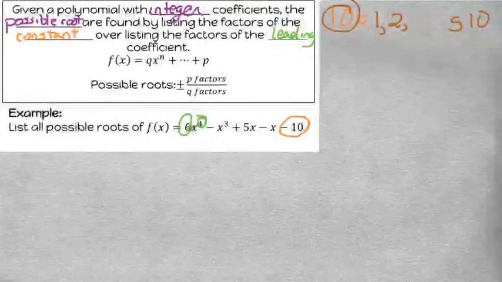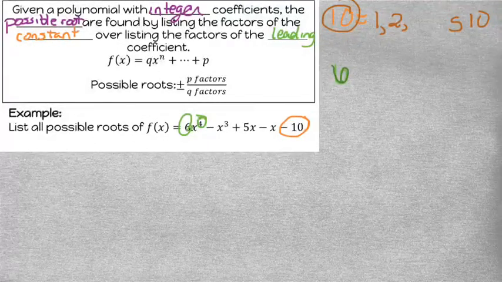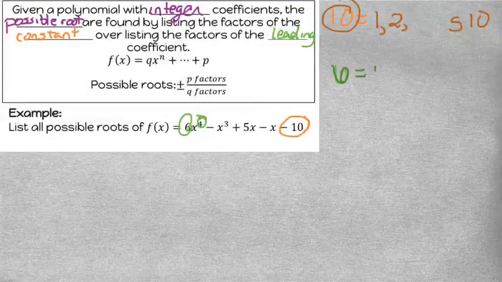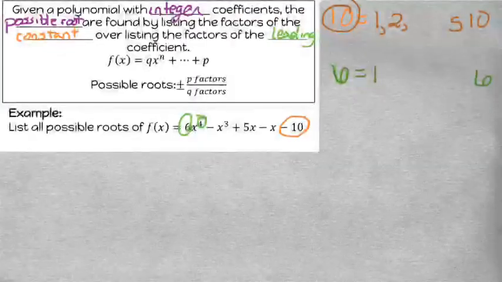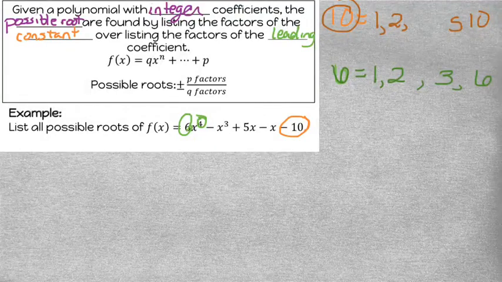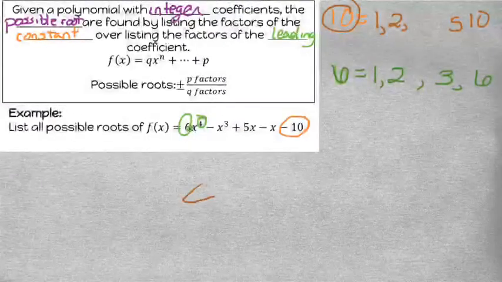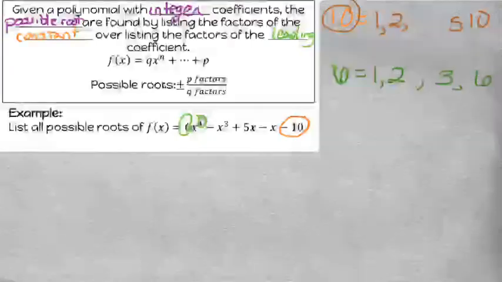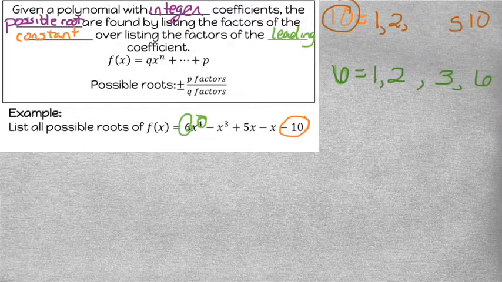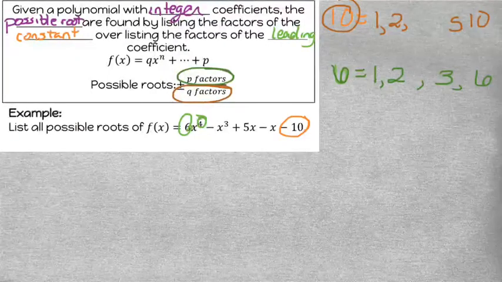So I'm going to do the same thing with a 6. I am going to list through all the possible factors that can give me a 6. And so when I start listing those, I have 1 and 6. I have 2 and 3. So I've already gone back to the beginning of my factors, so I know I've gotten through all my list of possible factors. And then what we're going to do is divide all of the factors of our constant divided by all of the factors of our leading coefficient.